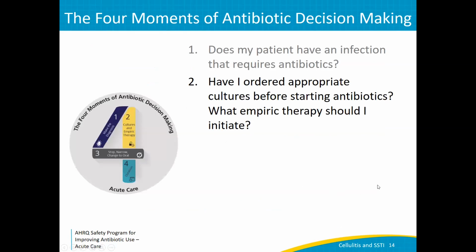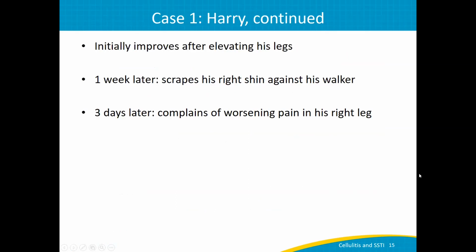So moving on to decision-making point number 2, whether we've ordered our appropriate tests, and once we've done that, what empiric therapy we should start. Going back to the case of Harry, so after reviewing his chart and examining him, you think that maybe this could be venous stasis dermatitis rather than cellulitis. And so you decide at first to just treat him supportively, and when you elevate his legs and give him some compression stockings and monitor his salt intake, his legs do seem to get better at first.